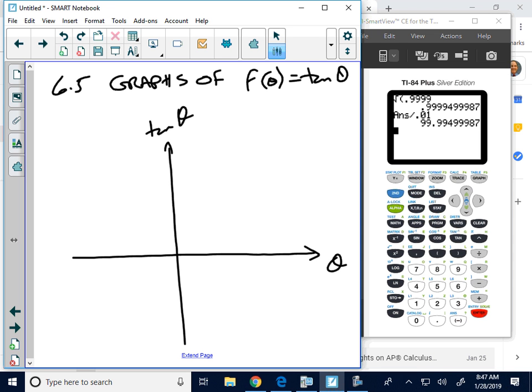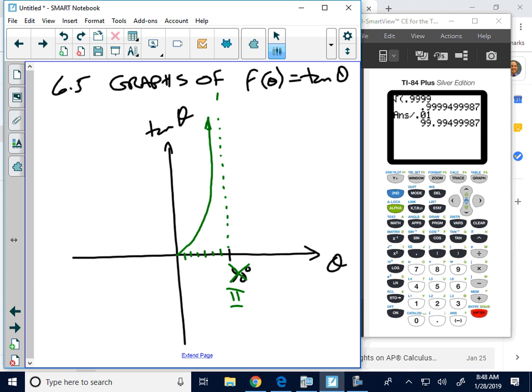Let me start with degrees. If this is 90 degrees, we found that as the angle got closer and closer to 90, the tangent went up and up and up. In fact, at 90 degrees, the tangent was undefined, but it went to infinity and beyond, if you're Buzz Lightyear. We don't like to think of graphs in terms of degrees. So instead of 90, can we turn this into radians? 90 degrees is how many radians?